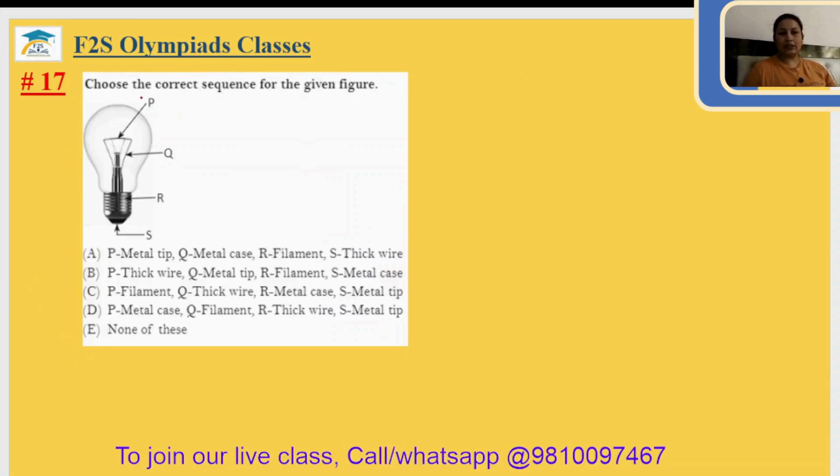Question number 17. Choose the correct sequence for the given figure. The correct sequence for the given figure: P is your filament, Q is your thick wire, R is the metal case, S is the metal tip. It is in option C. So 17th answer will be option C.